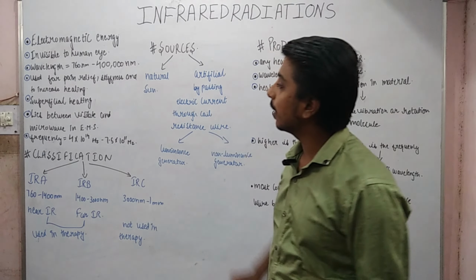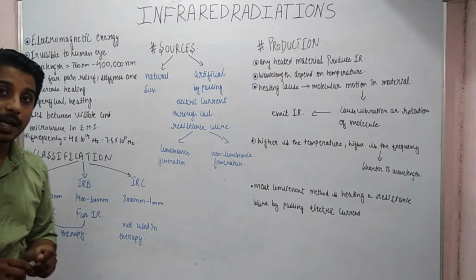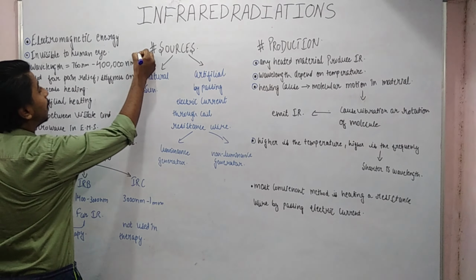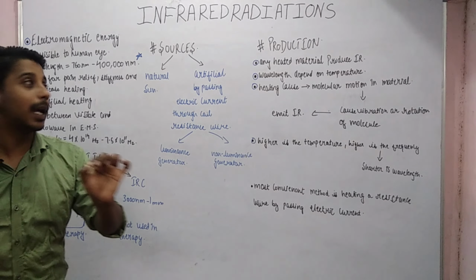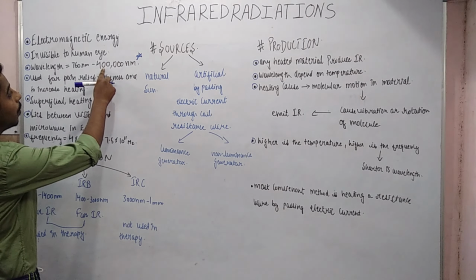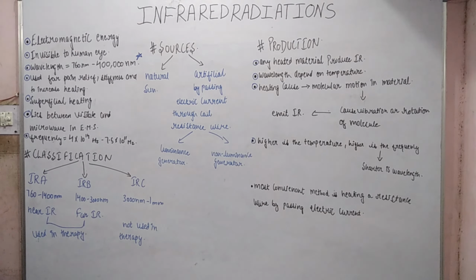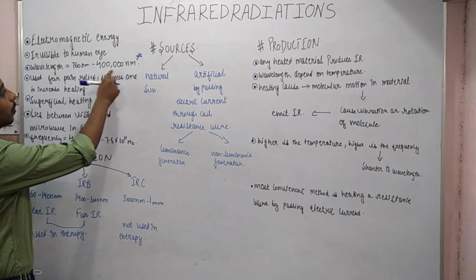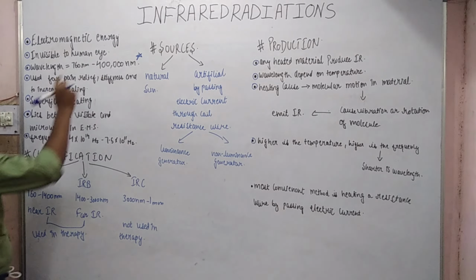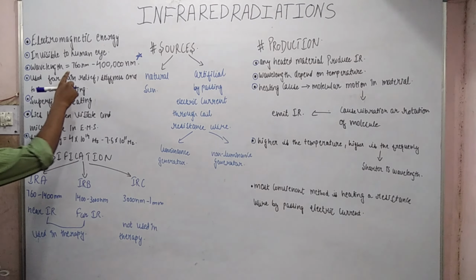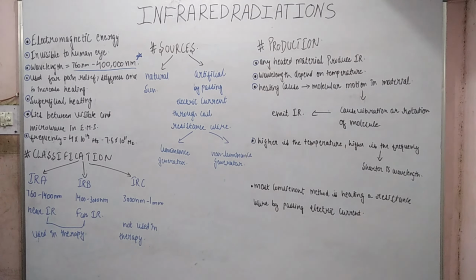Then its wavelength and frequency are important to remember because these are frequently asked in the practicals. So we will mark this as a star point. Wavelength is 760 nanometer to, we can say, 4 lakh nanometer. Ones, tens, 100, 1000, 10,000 and lakh. So it is 760 nanometer to 4 lakh nanometer.